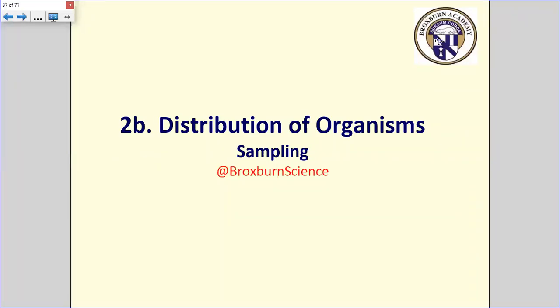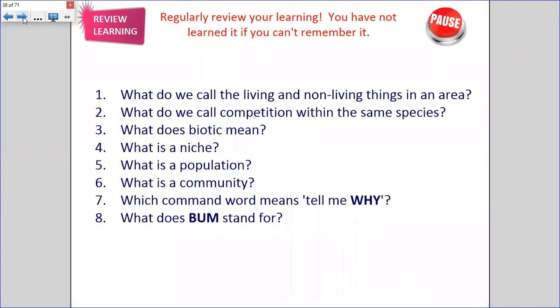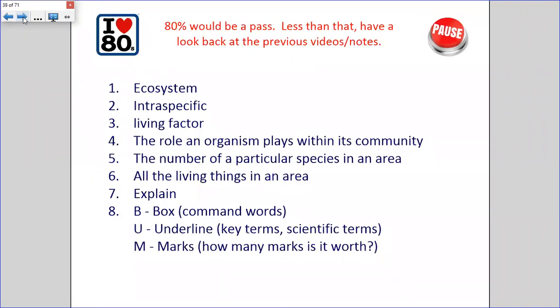Hi, this is the second lesson on distribution of organisms. We're looking at sampling this time, but before we get into it, pause the video and have a quick review of what you've learnt. Okay, how did you get on? Here are the answers. Again, set the bar high, 80% would be good. If you're getting less than that, have a look at the flashcards, ask questions, look back at your notes, because these are the basics that you need to know.